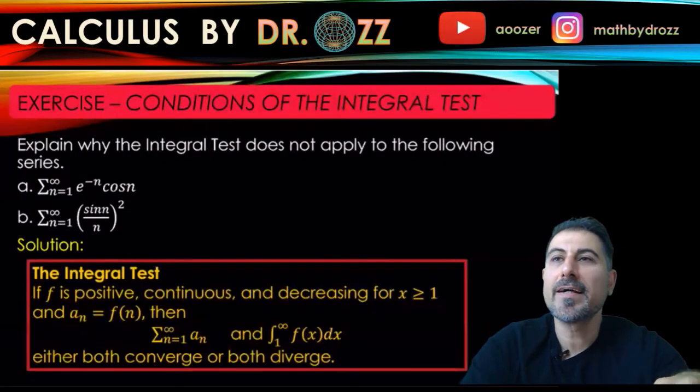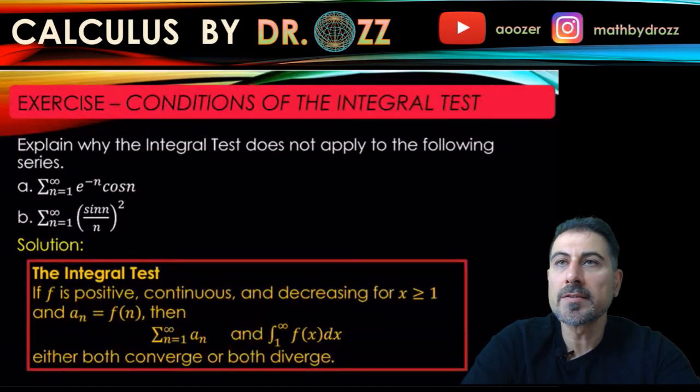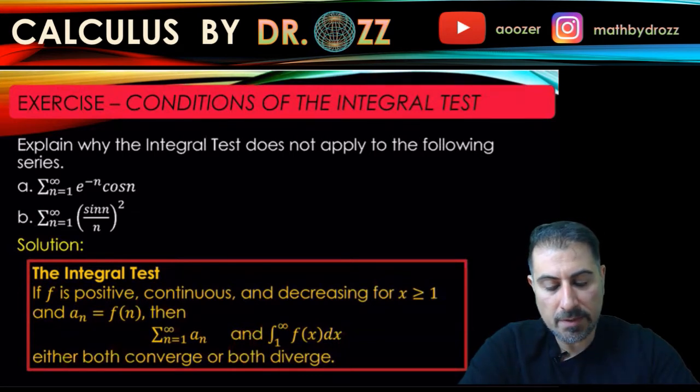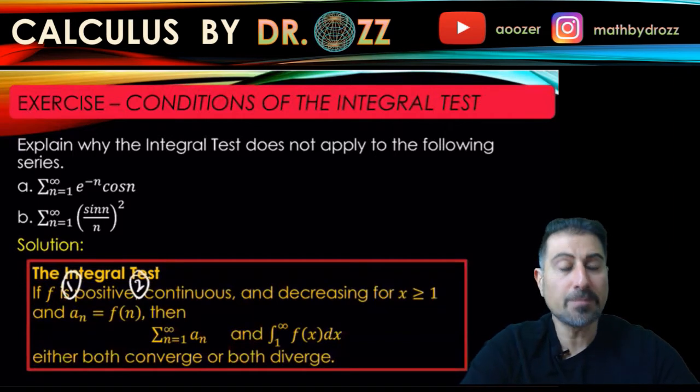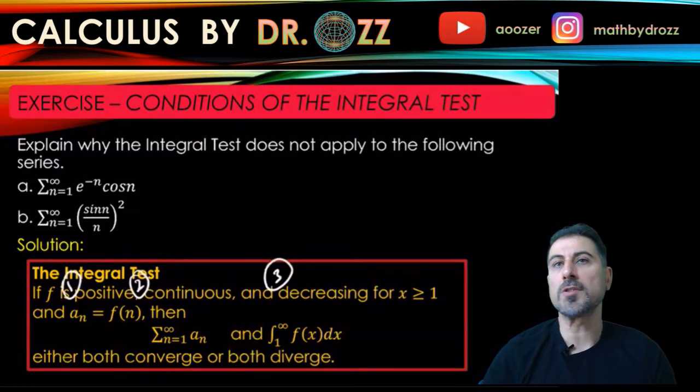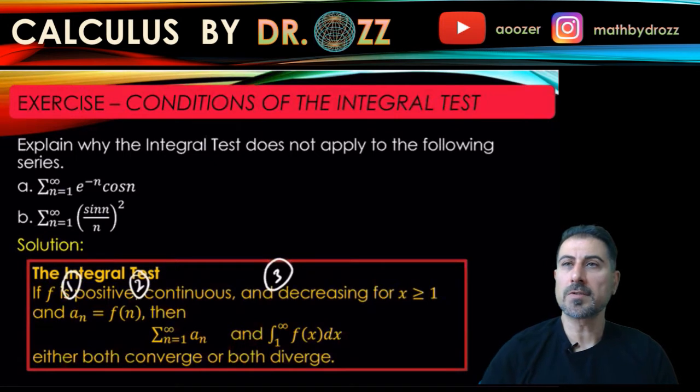All right, so let's check what the conditions of the integral test are. We had three of them, in fact. One is f being positive, two is f being continuous, and three is f being decreasing. Apparently one, or maybe more than one, of those conditions fails to hold true for the given infinite series. So we're going to pinpoint which condition fails. If you find one condition failing, then it's enough to conclude that the integral test is not applicable for the given infinite series.